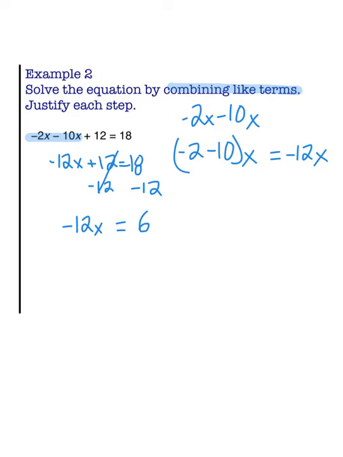All right, so now I have negative 12x equals 6. That is multiplication. Negative 12 is multiplying by x. So I'm going to use the inverse and divide by negative 12. The 12s are going to cancel out on the left. I have x equals negative 1/2. You might also write this as negative 0.5.